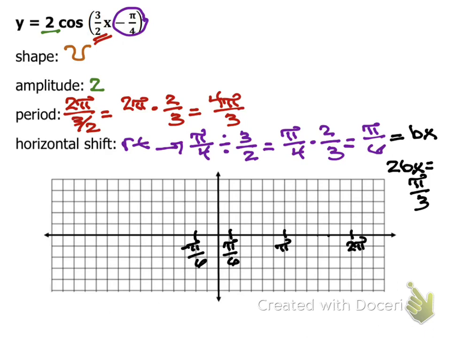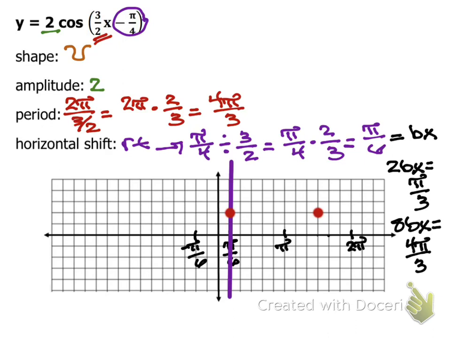So let's look at graphing. We are moving right pi over 6, so we are just making a new y-axis right there. Cosine starts at the maximum, which is up 2 on my new y-axis. Now, I need another maximum at the end of my period, which is 4 pi over 3. If 2 boxes is pi over 3, then 8 boxes would be 4 pi over 3. So I need to go over 8. 1, 2, 3, 4, 5, 6, 7, 8.